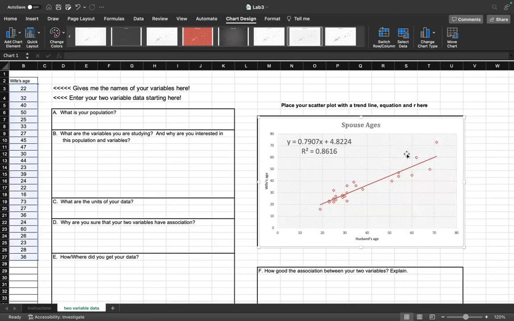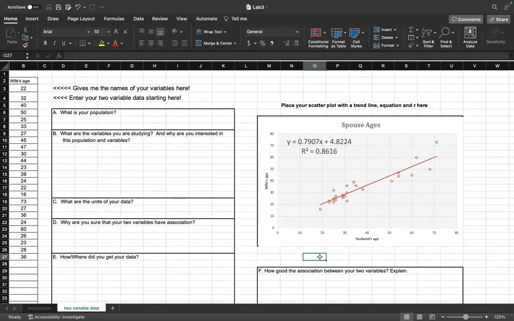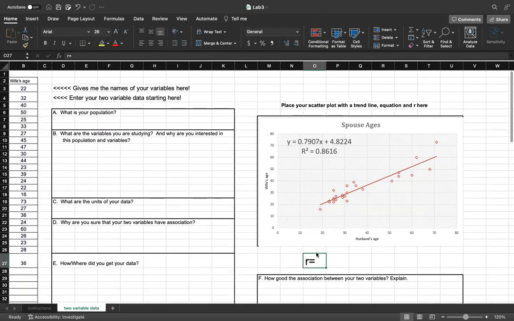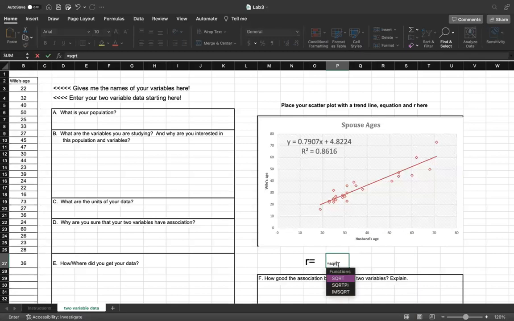All right. So it doesn't give us our R value, which is really unfortunate, so we have to calculate that. What I'm going to do is, in this box, I'm just going to type R equals, because I'm kind of labeling it. I'm going to make this a little bit bigger so we can see it. I just typed R equals because I want to be able to see that that's what that is. And then here I'm going to type equals square root, SQRT.